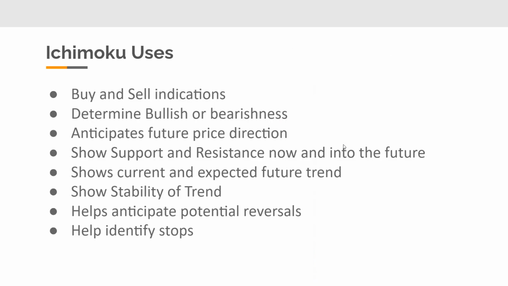If we talk about the ways you can use the Ichimoku indicator, there's quite a few. You can use it to get buy and sell indications. You can use it to determine if a security is bullish or bearish. You can use it to anticipate future price direction. You can use it to see where support and resistance is now and in the future. You can use it to identify an expected future trend, show the stability of trend, anticipate reversals, and it also can help you identify stops. So it is really a fairly comprehensive collection of indicators.